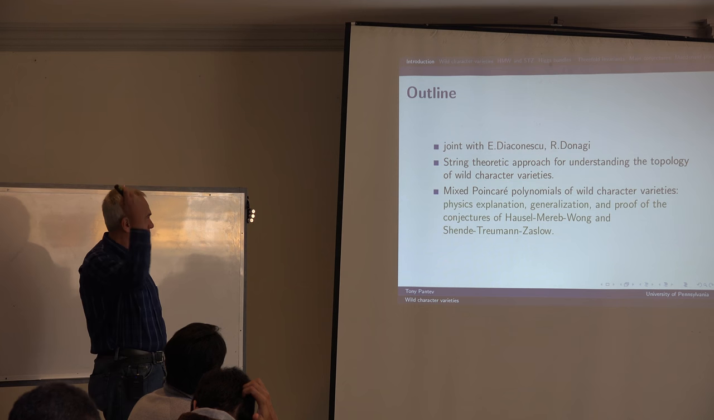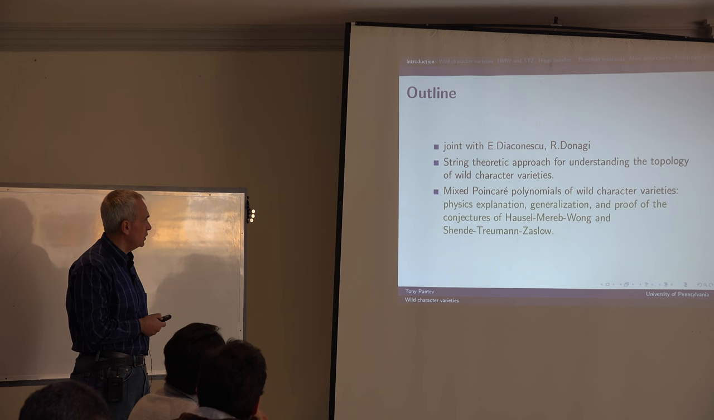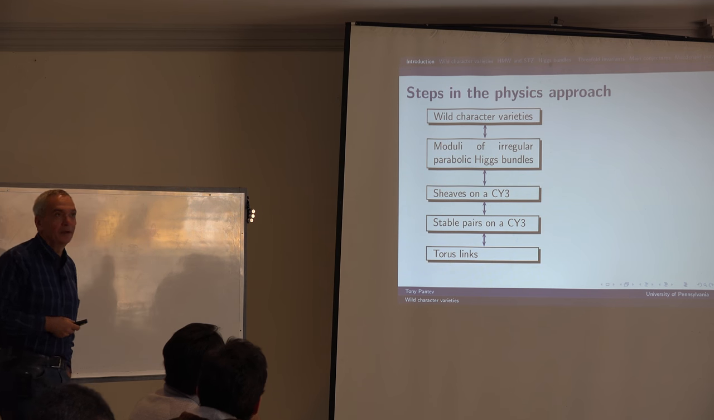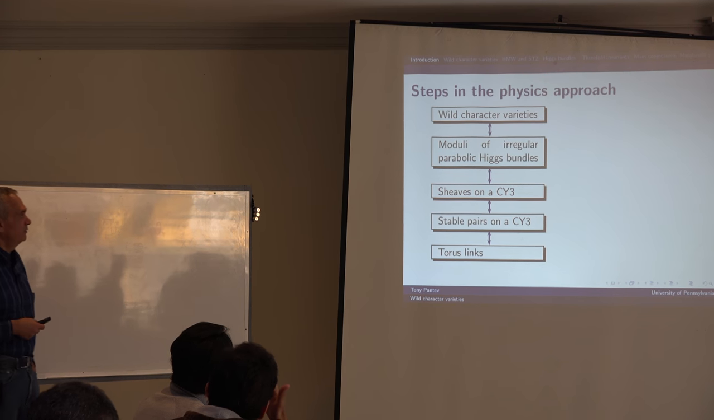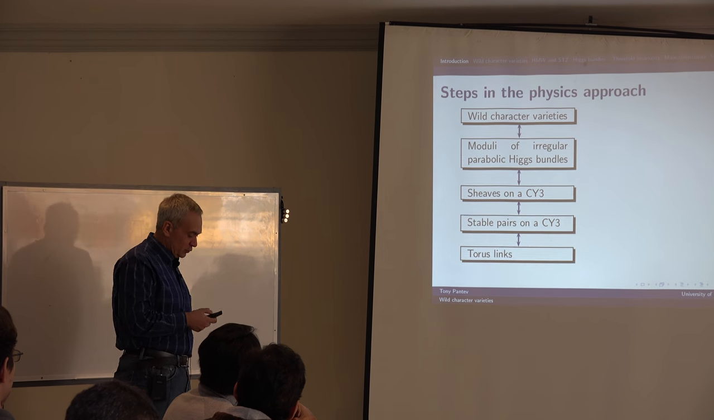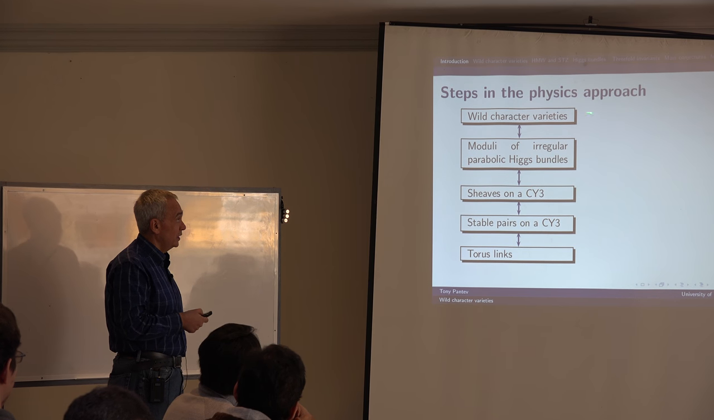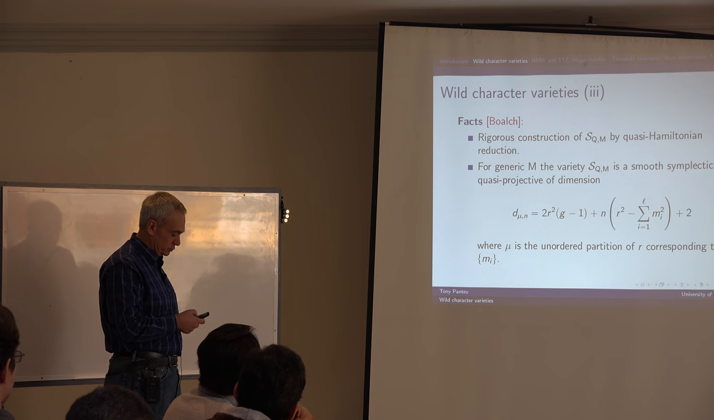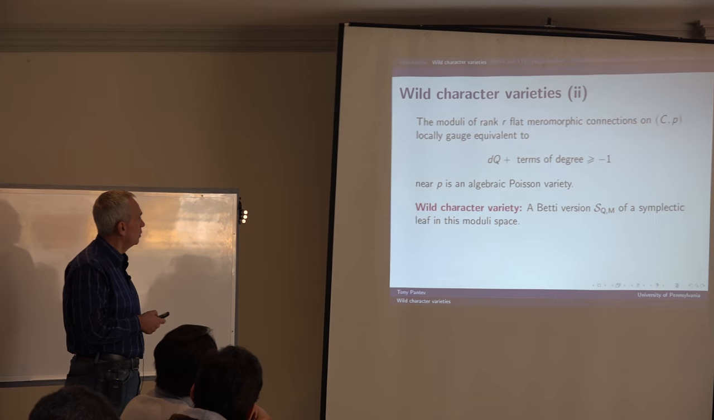Okay, so that's enough about the general introduction. So here is the flowchart description of what's the strategy. So we want to understand the wild character varieties. So this will be, oops, what happened?